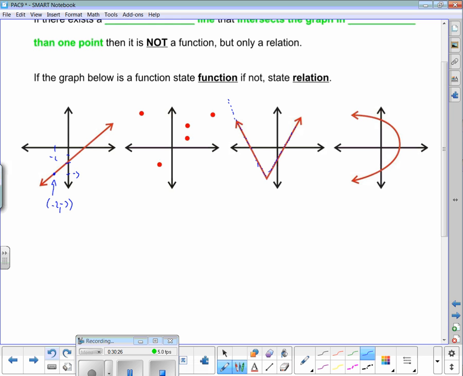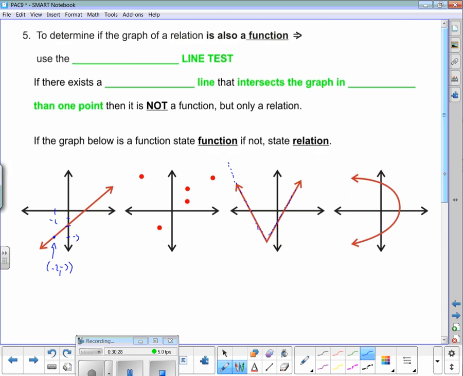There's tons of them. All right, so here's what we want to do. We want to determine if the graph of a relation is also a function. And believe it or not, it's really easy. All we need to do is the vertical line test. It's called the vertical line test. And it goes simply like this.